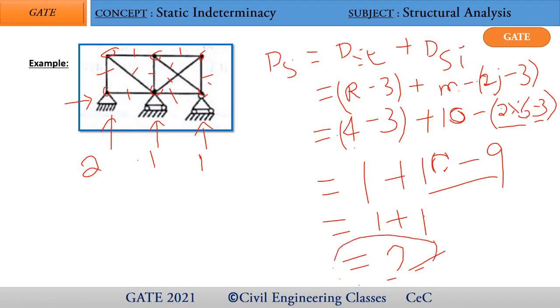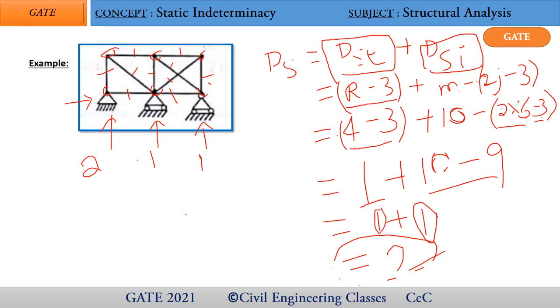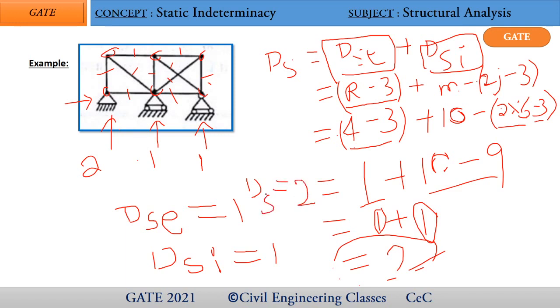Sometimes they will ask you whether this is an externally static indeterminate structure or an internally static indeterminate structure, then we need to calculate separately. So the external static indeterminacy is r minus 3, that is 4 minus 3, which gives you 1. Okay. And internal static indeterminacy you are also getting 1. So if they ask what is the external static indeterminacy, then the answer is 1. And what is the internal static indeterminacy? The answer is 1. And what is the total static indeterminacy? Answer is 2. Okay.